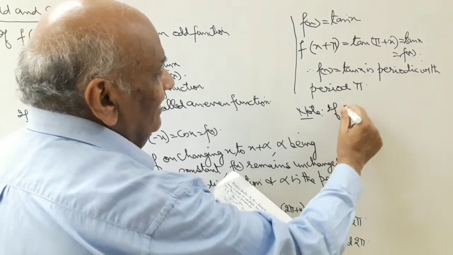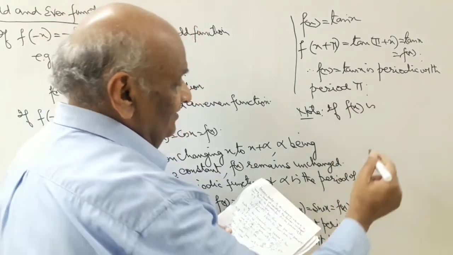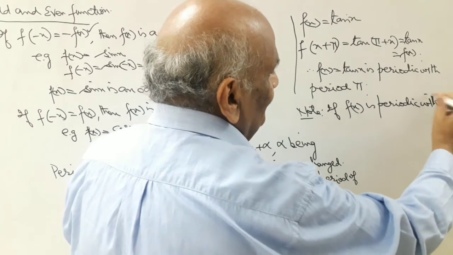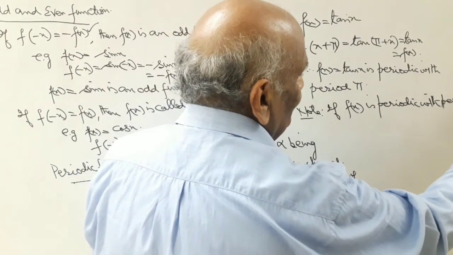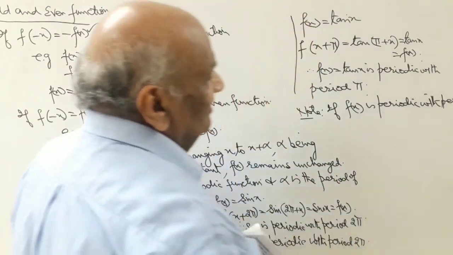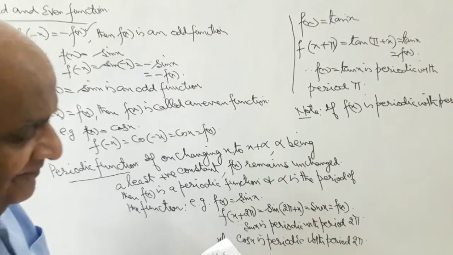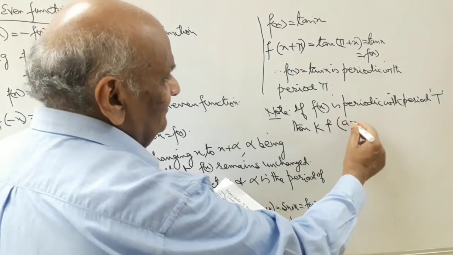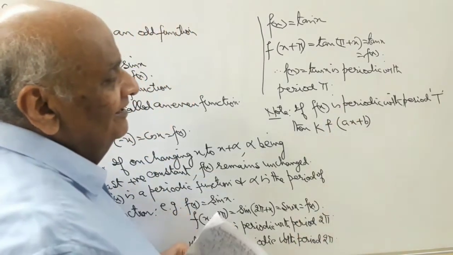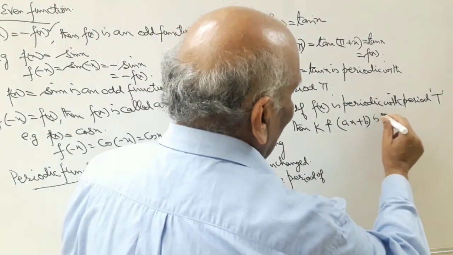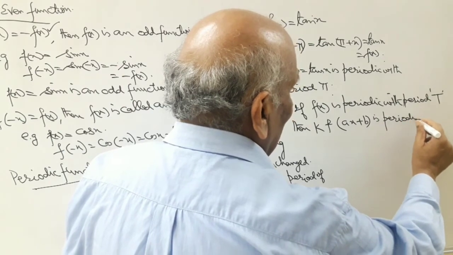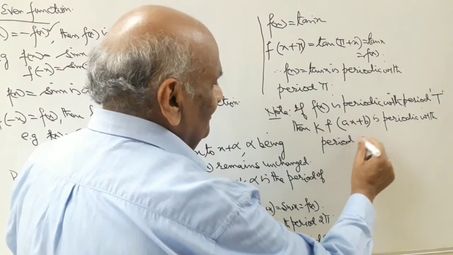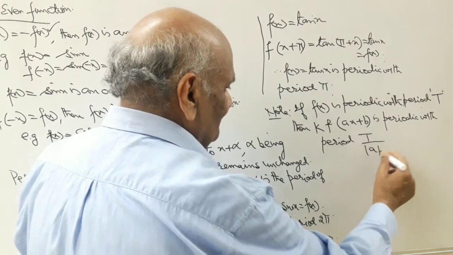If f(x) is periodic with the period T capital, then k f of (ax plus b) is periodic with the period T upon modulus a. That should be remembered.